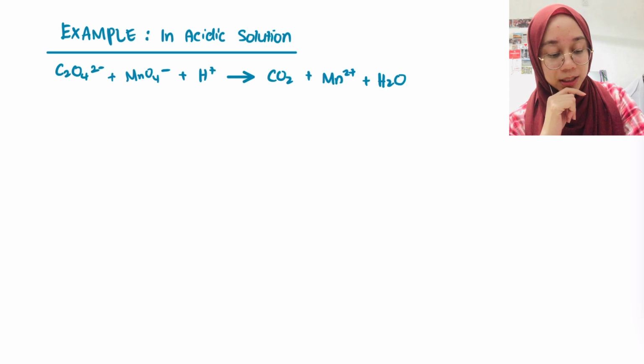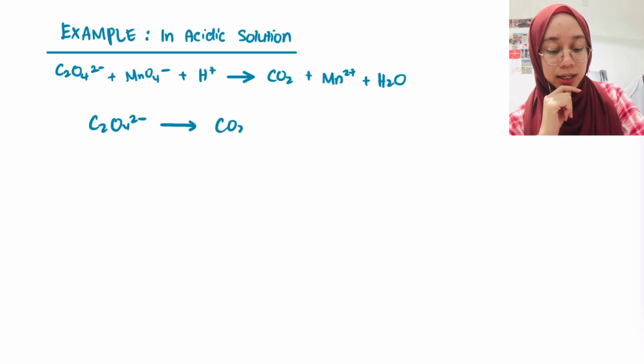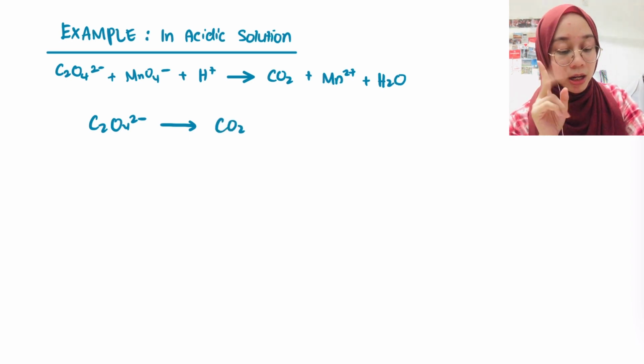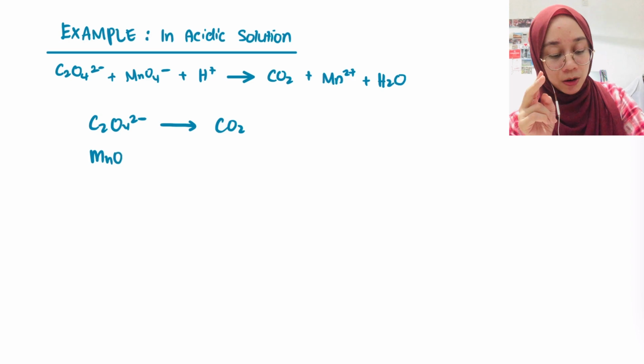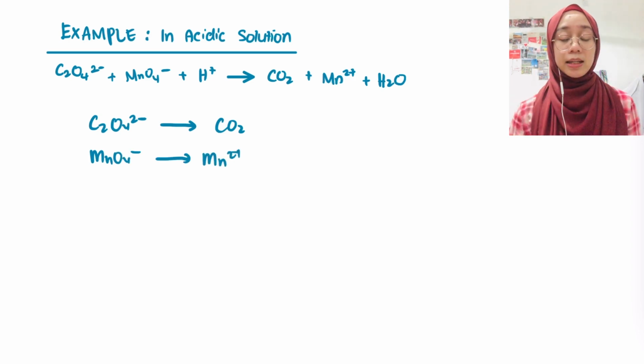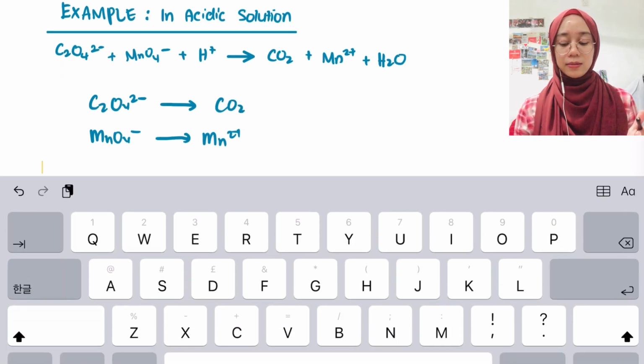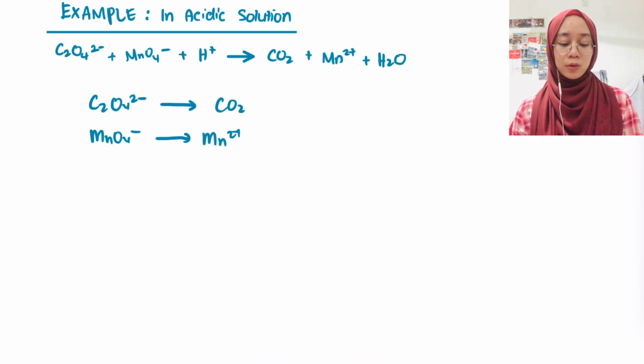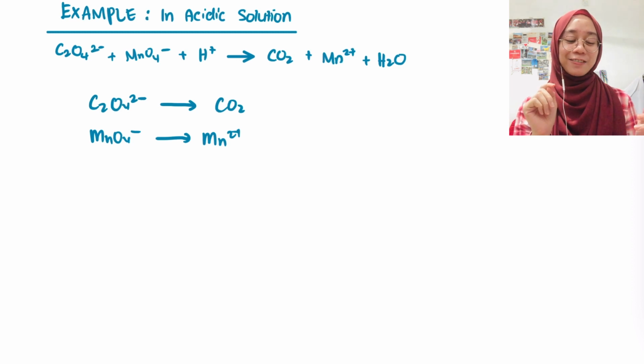Jadi, kita tulis the first half dahulu, which is C2O4 tu minus. Yang ni obviously dia akan menghasilkan carbon dioxide lah, CO2. So, that is our first half. Our second half pula adalah MnO4 minus menghasilkan Mn2 plus. Okay, so kita ada kedua-dua ni. Jadi Miss akan settlekan dahulu the first half.